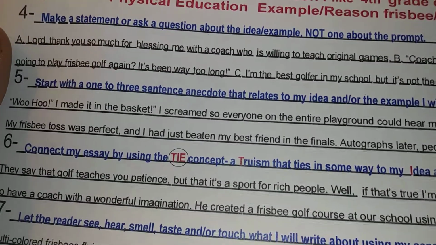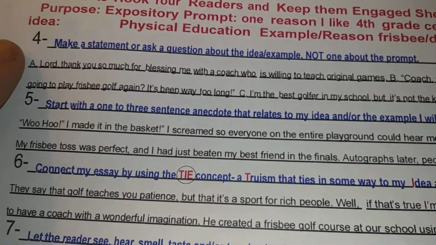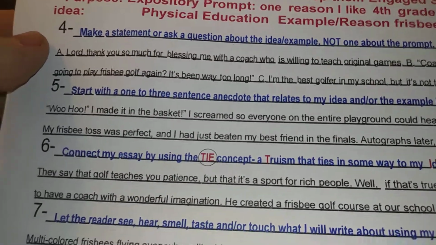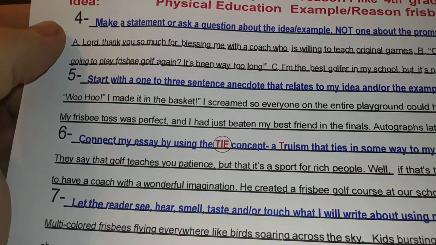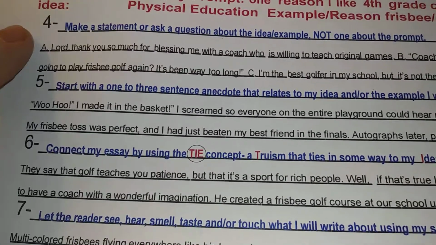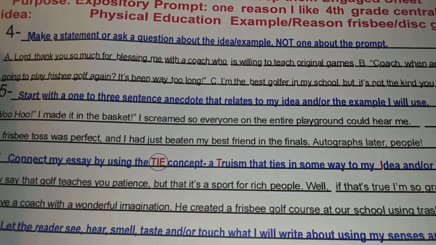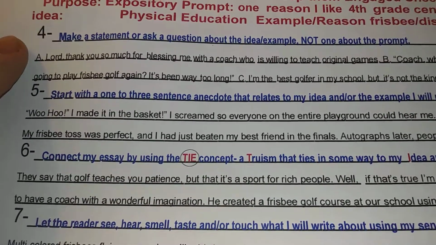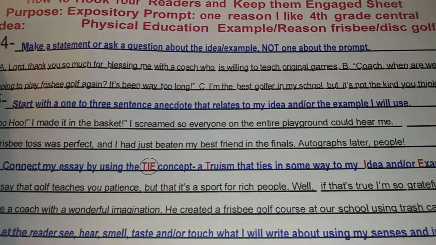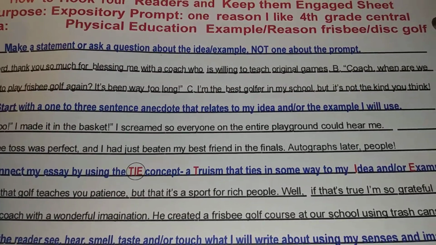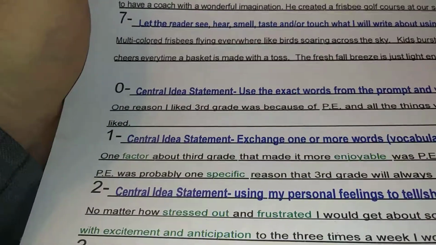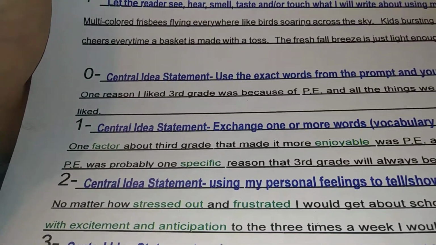So they can start by telling a little story that has them actually doing the activity that they like in school. "Woohoo! I made it in the basket." "I screamed so everyone in the entire playground could hear me." "My frisbee toss was perfect." "I had just beaten my best friend in the finals. Autographs later, people." And then they'll say their central idea statement on one of these lines below that they like PE as their favorite activity.